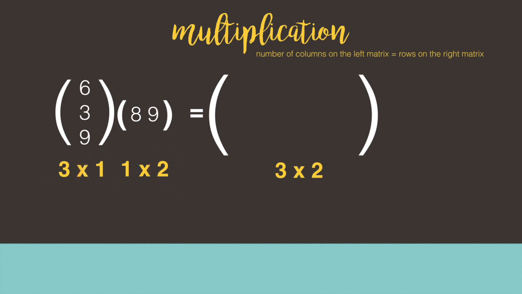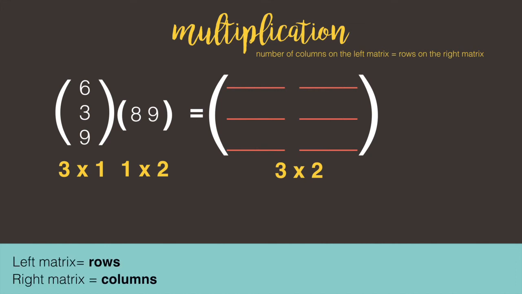Now, the key to multiplication of matrices is left equals rows and right equals columns. So what does this mean? Basically means we only see the rows on the left matrix while we only see columns on the right matrix. So as you can see, we have 3 rows on the left matrix and 2 columns in the right matrix. Now the product corresponds to that as well.